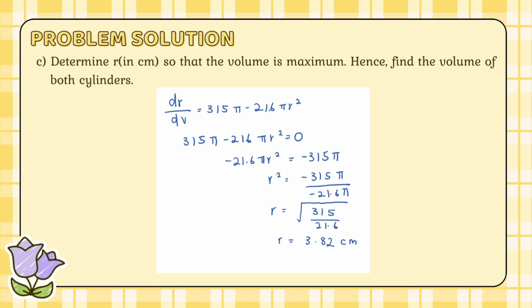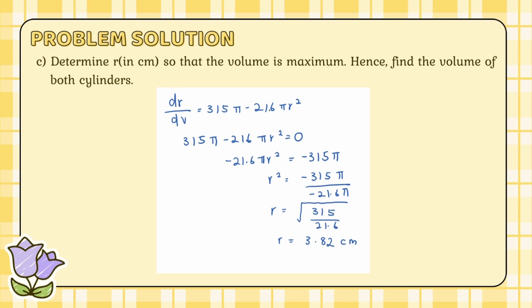And since we want to find the critical value, or in this situation we want to find the maximum, we set the equation equal to 0. So 315 pi minus 21.6 pi r squared equals 0. Then we move the 315 pi towards the right hand side because we want to know the value of r. So negative 21.6 pi r squared is equal to negative 315 pi. Then we factorize negative 21.6 pi from r squared. That's why we get r squared equals negative 315 pi over negative 21.6 pi.